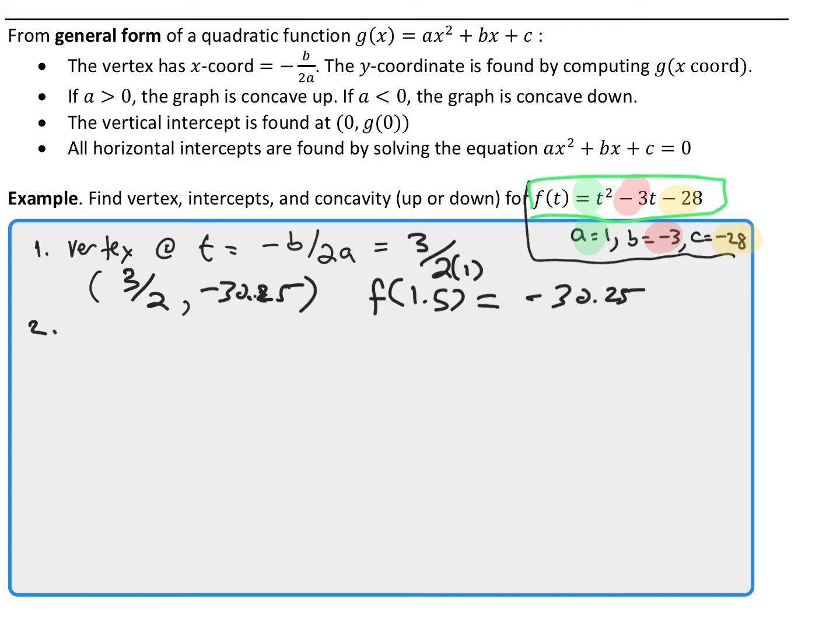The second question asks us which way the graph goes. That depends entirely on whether this a value is positive or negative. In this case, because a is positive, since 1 is a positive number, this graph is concave up, meaning it looks like this.